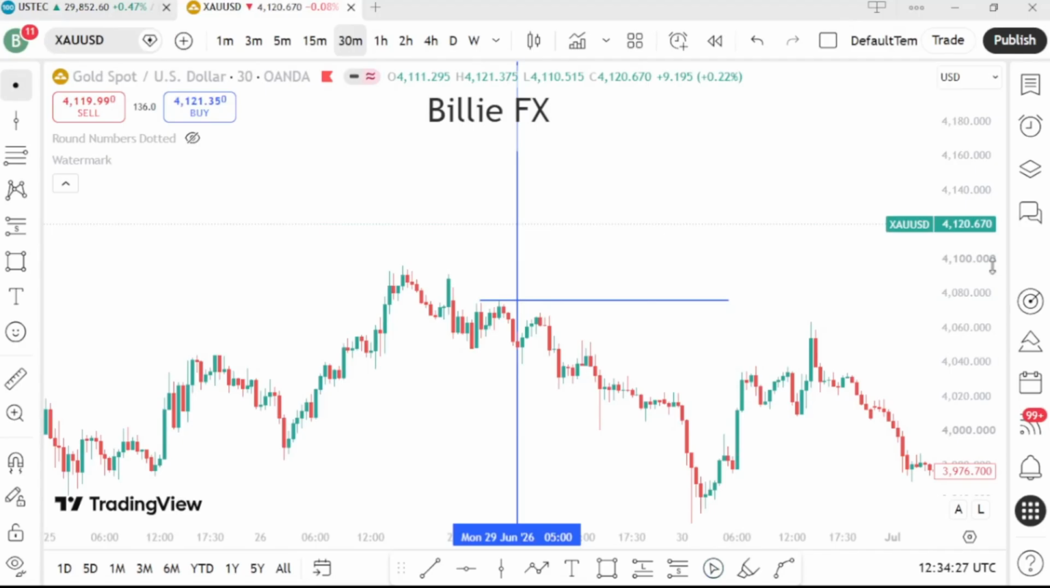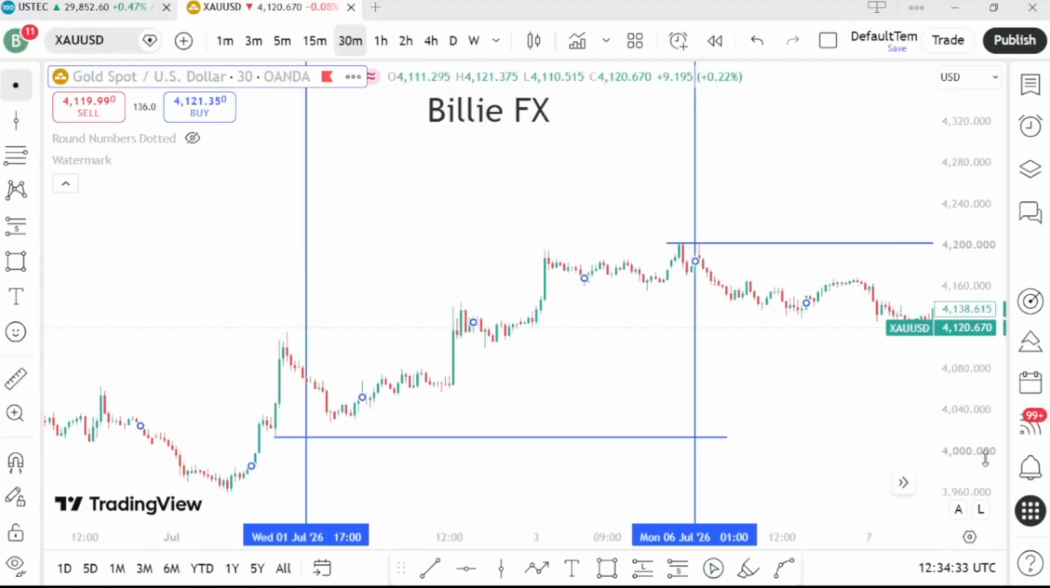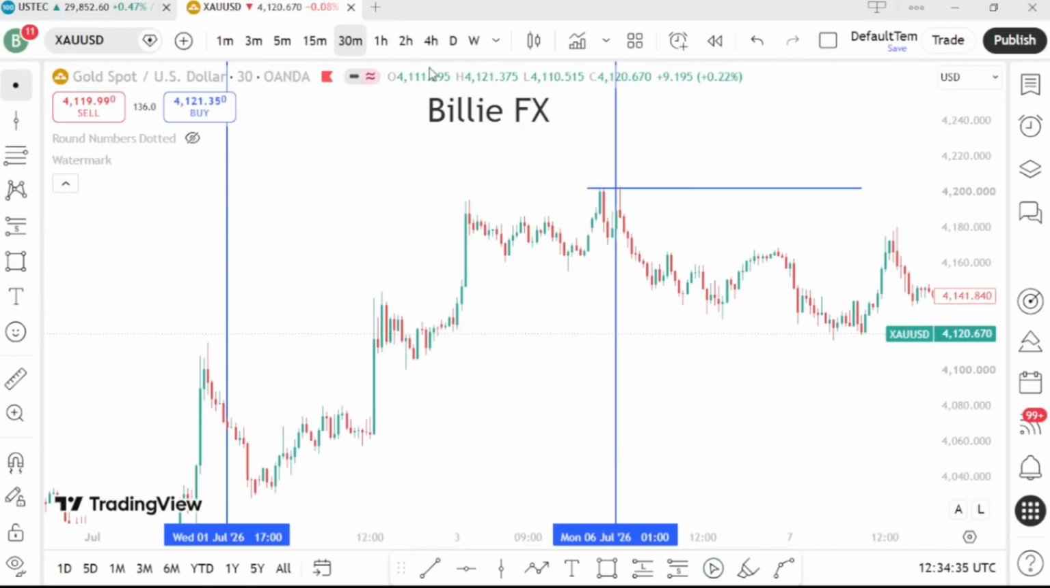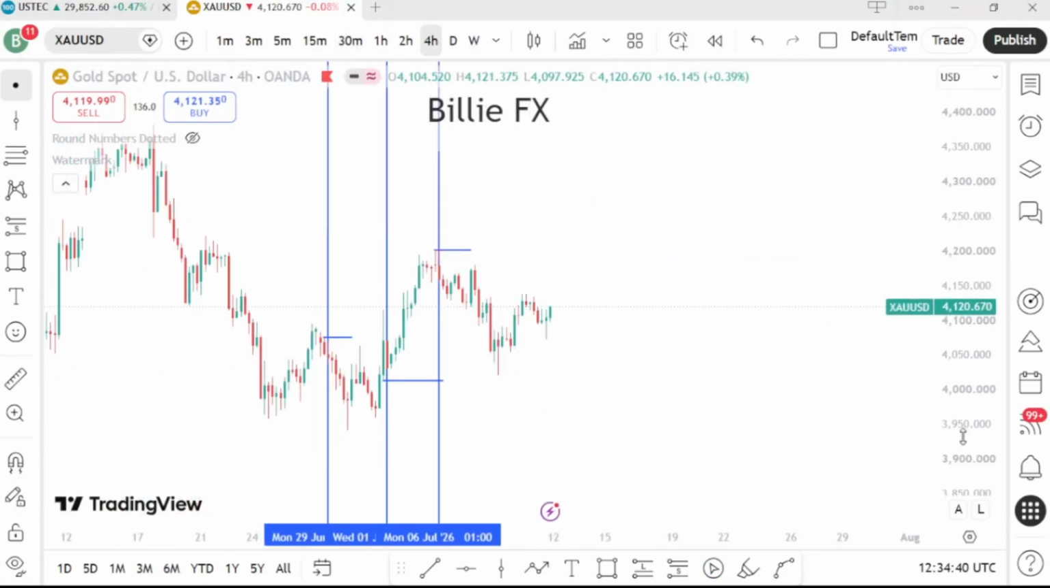All right. So now we are looking at gold. We are going to use gold as an example. I already marked some examples over here. So let's go to the 4 hour time frame because we want to start the analysis from the higher time frame, okay?